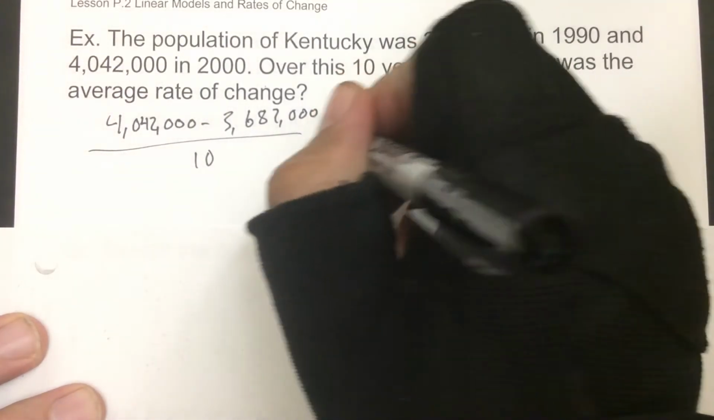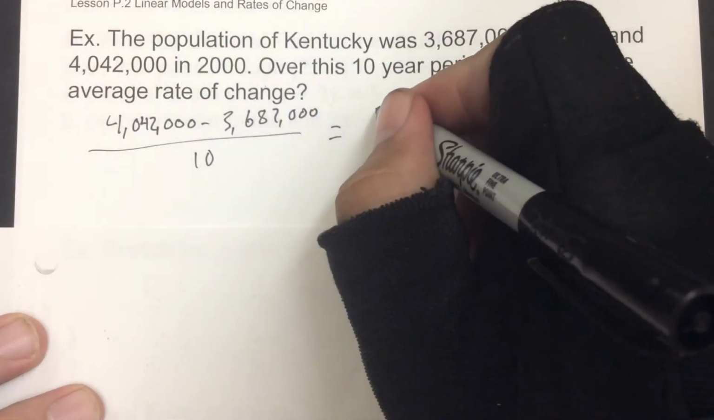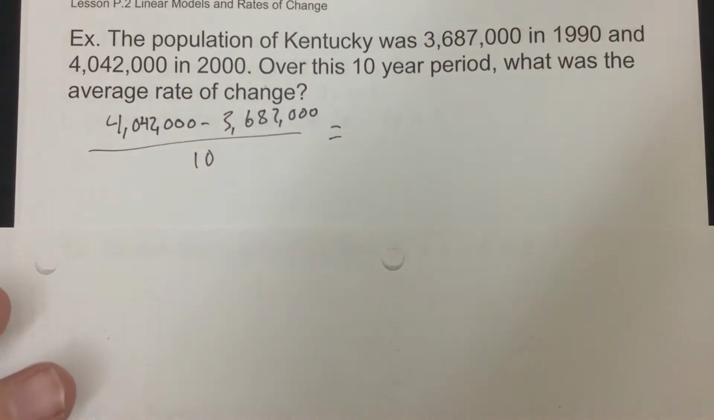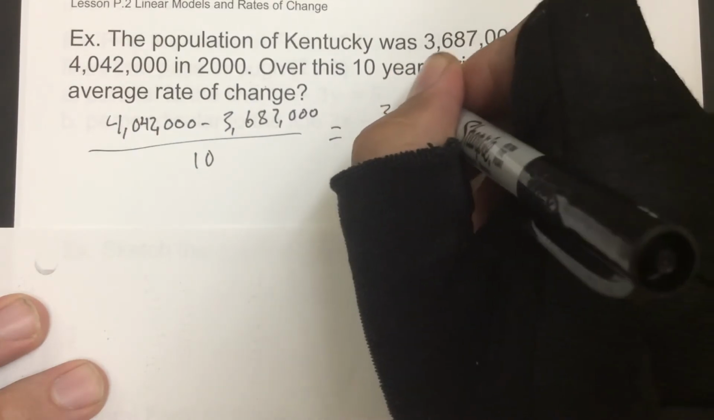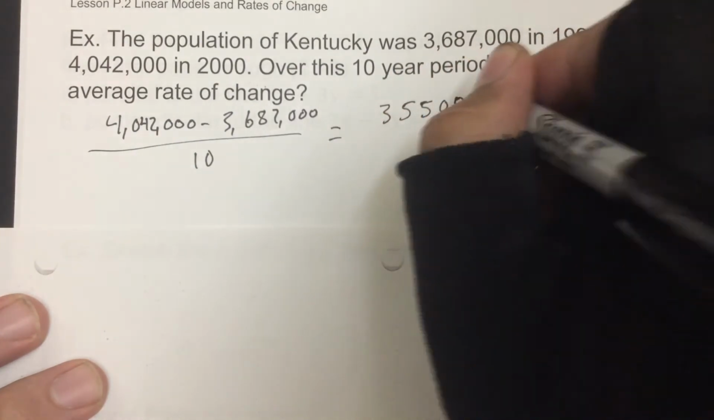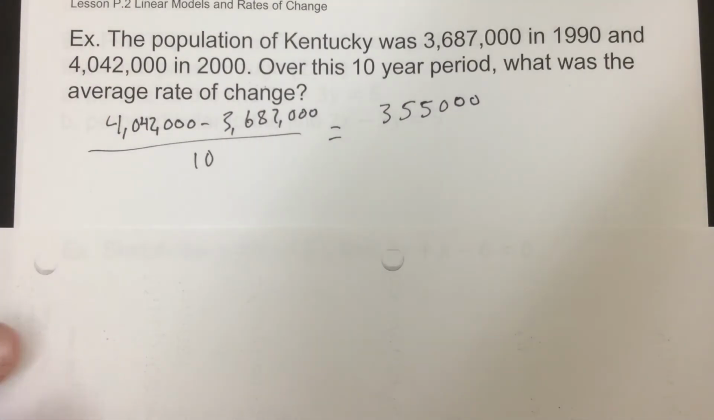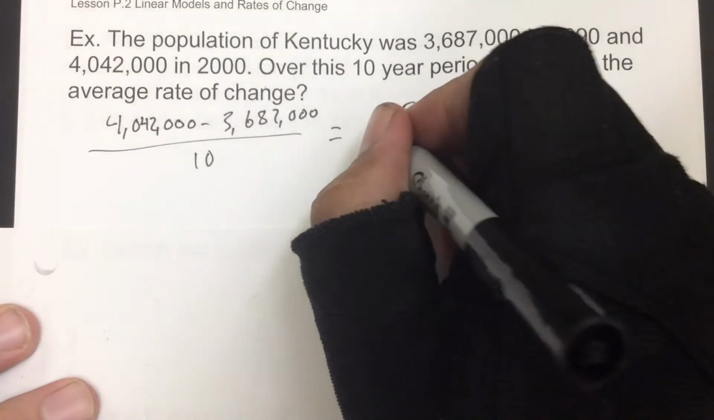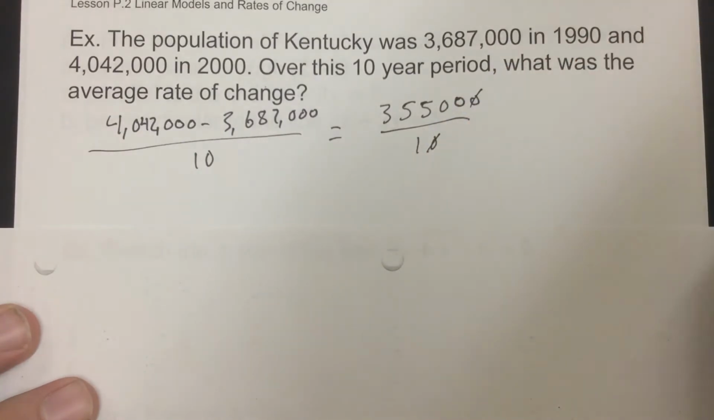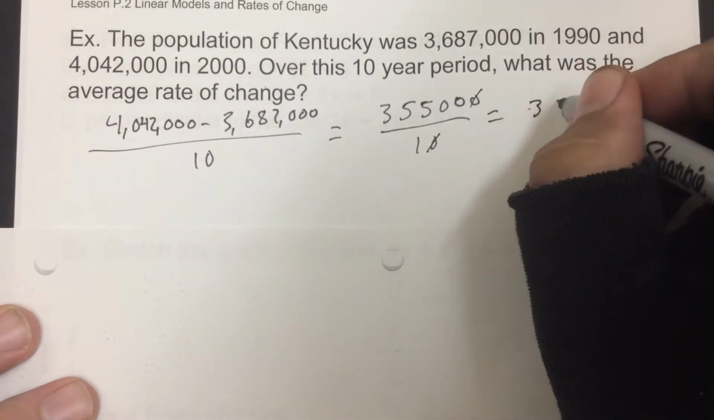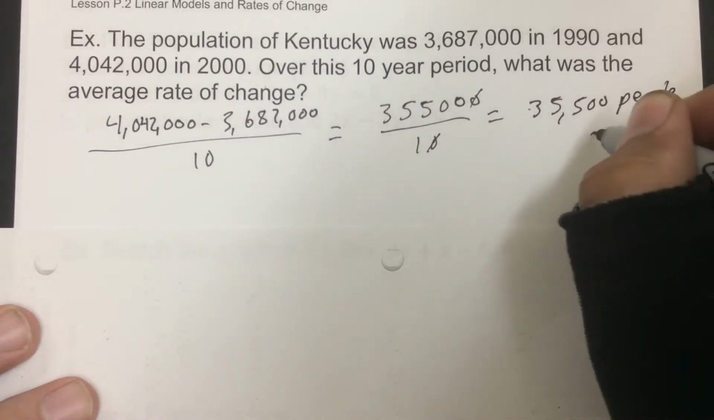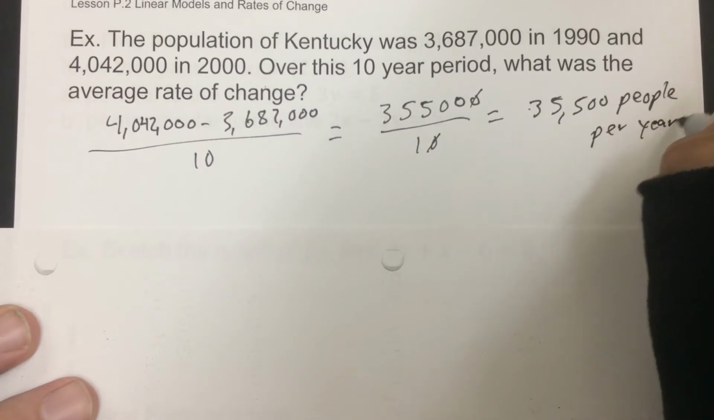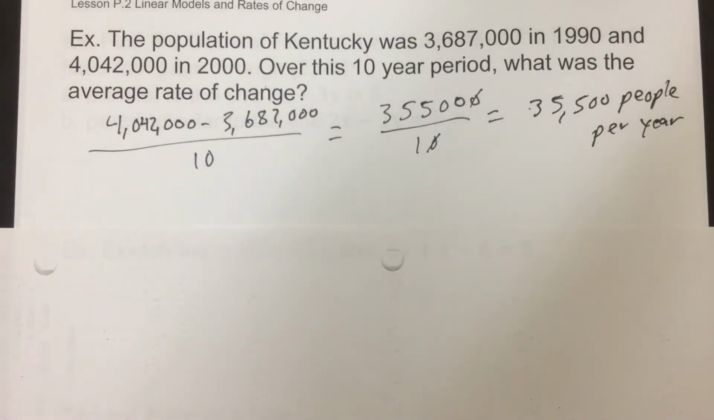When you subtract this, you're going to end up with 355,000, I believe. Yeah. Over 10, so the zeros are going to cancel, and you're going to end up with 35,500 people per year. Okay, so rate of change, just how is one quantity changing compared to another quantity changing?